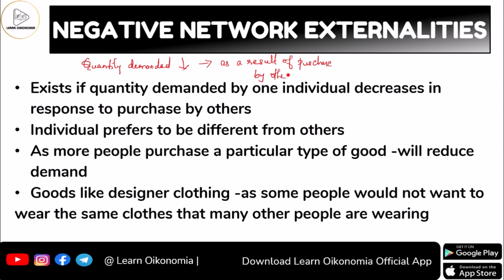So here what happens is that when more and more people go for the purchase of this particular good, the quantity demanded by a person with respect to that good would come down. Why? This is because mostly individuals would prefer to be different from others. So when more people purchase that particular good or service, this will compel the other people to reduce its consumption. Let me give you an example here.